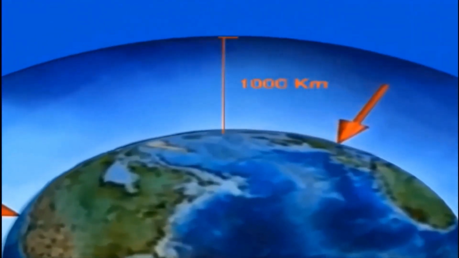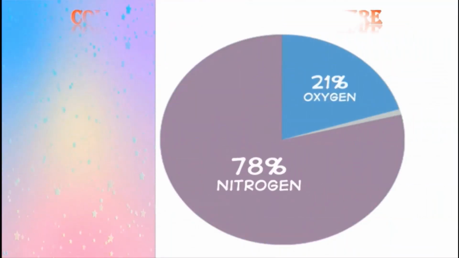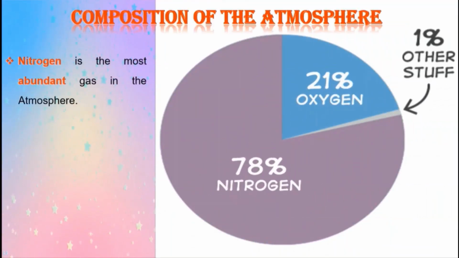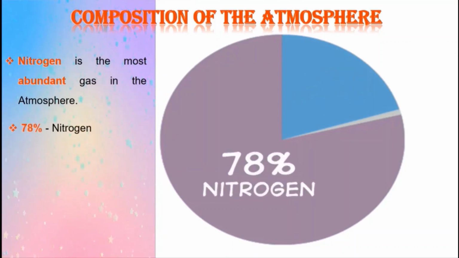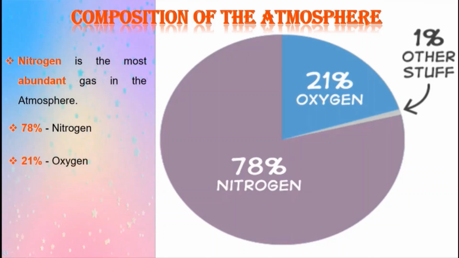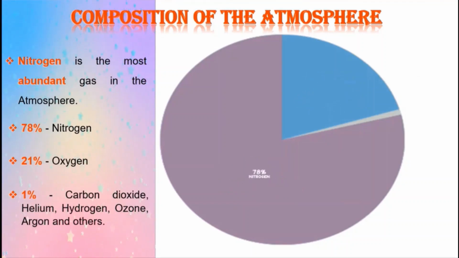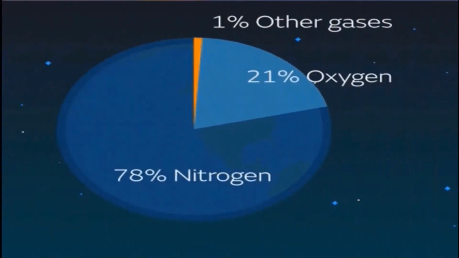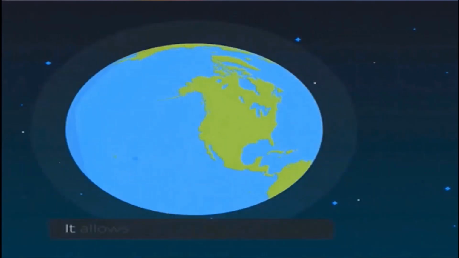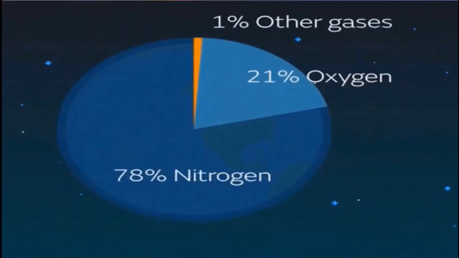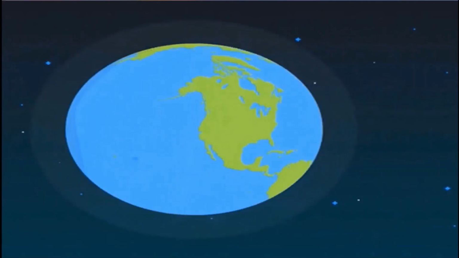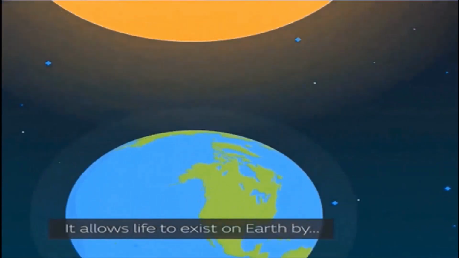So let us now try to understand what is the composition of the atmosphere. Here we see that nitrogen is the most abundant gas in the atmosphere. It consists of 78% nitrogen, 21% oxygen, and only 1% of carbon dioxide, helium, hydrogen, ozone, argon, and others. We also realize that in its lower layers, the atmosphere contains varying amounts of water vapor and also suspended solid particles such as dust, salt, and pollen.